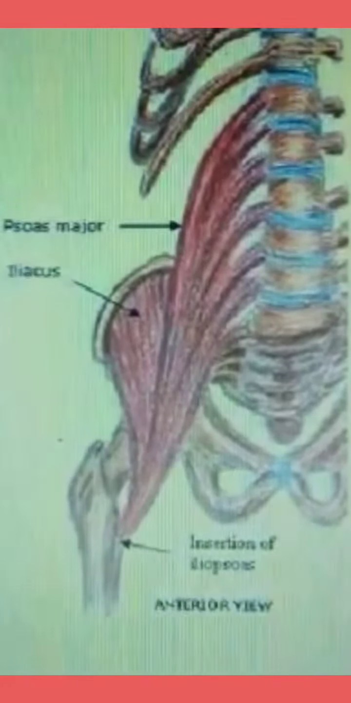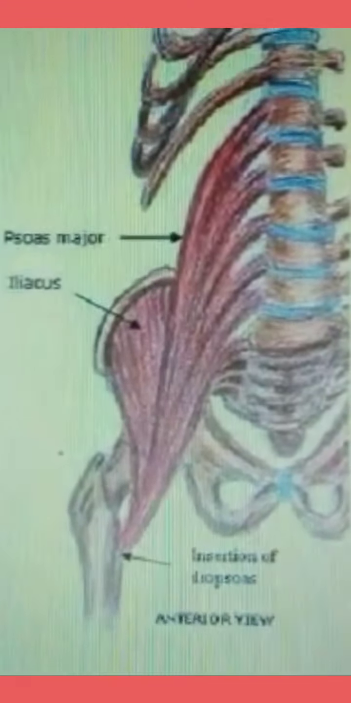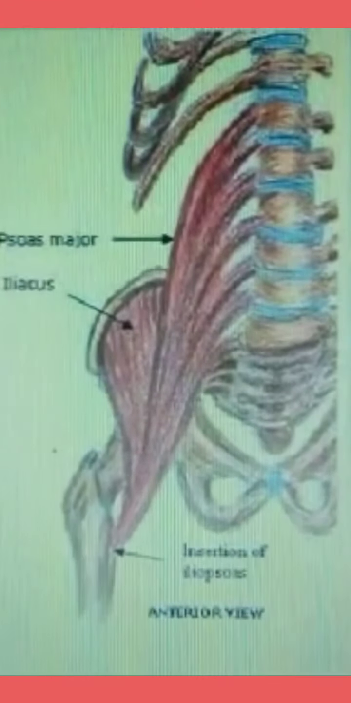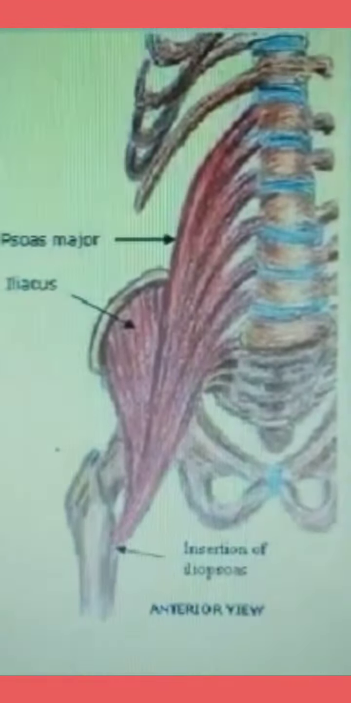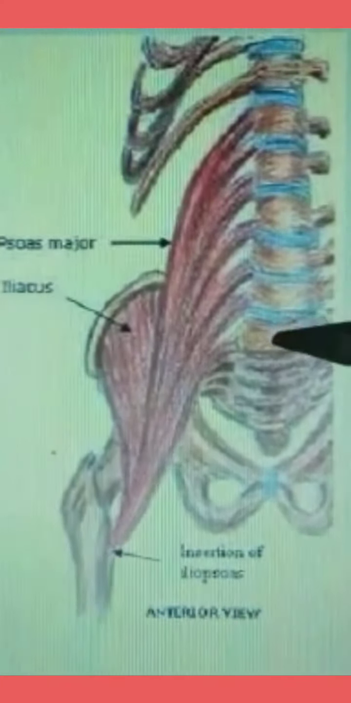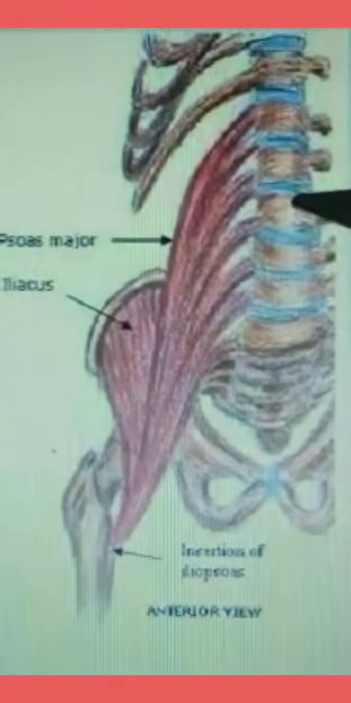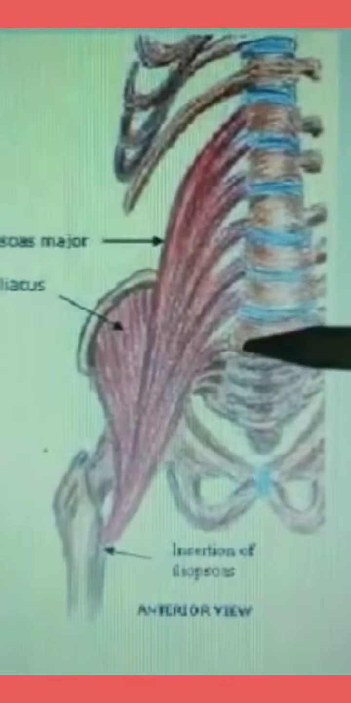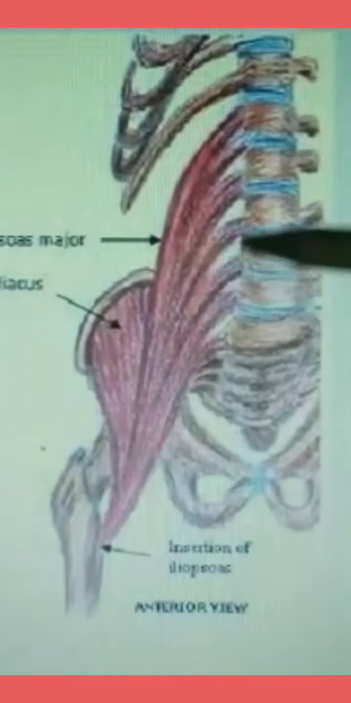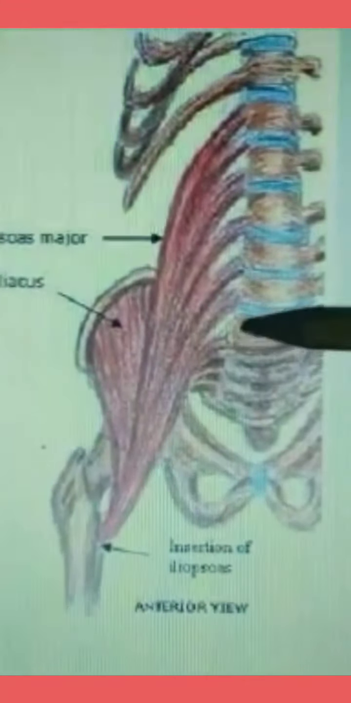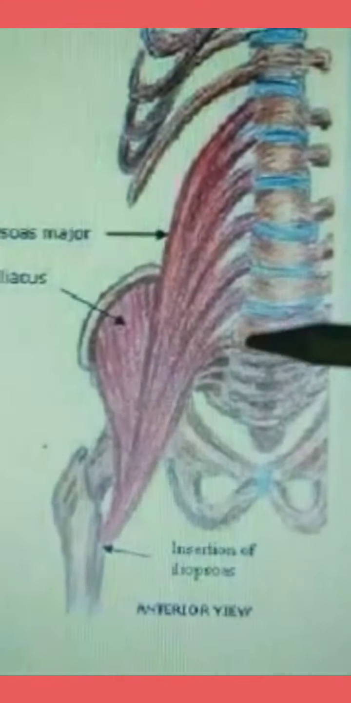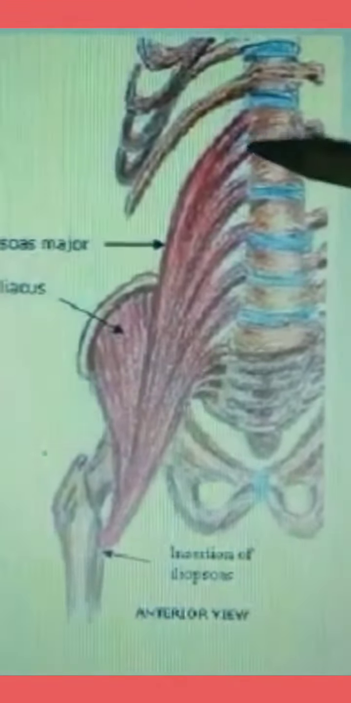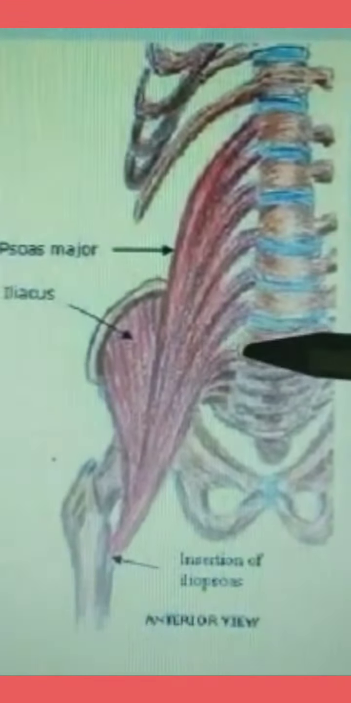Next muscle of the posterior abdominal wall, third muscle, is the psoas major muscle. It has two main origins. First origin is from the anterior surface and lower border of the transverse processes of all five lumbar vertebrae, fifth, fourth, third, second and first. This is the anterior surface of all the lumbar vertebrae and the lower border of the transverse process.